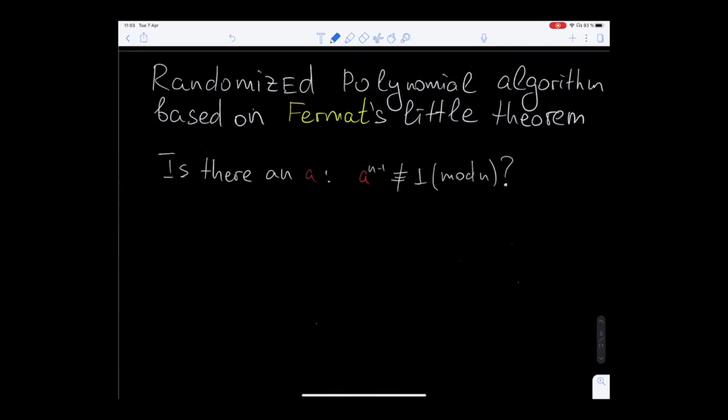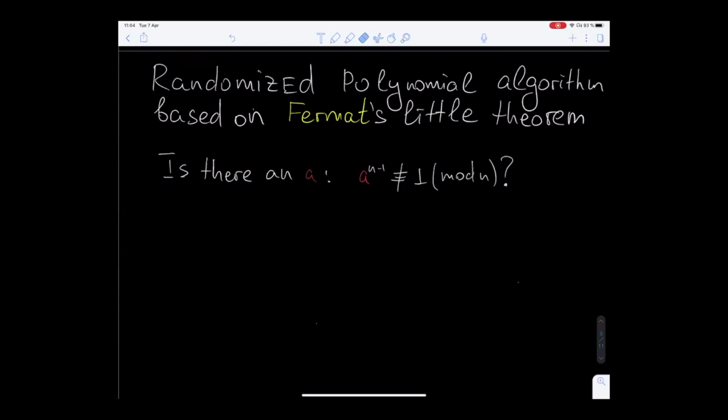So we may ask a question: provided that n is composite, is there an a such that a to the n minus 1 is not congruent to 1 modulo n? And if yes, then how do we find such a thing? I'll cheat here a little bit, and I'll tell you where I'm cheating.